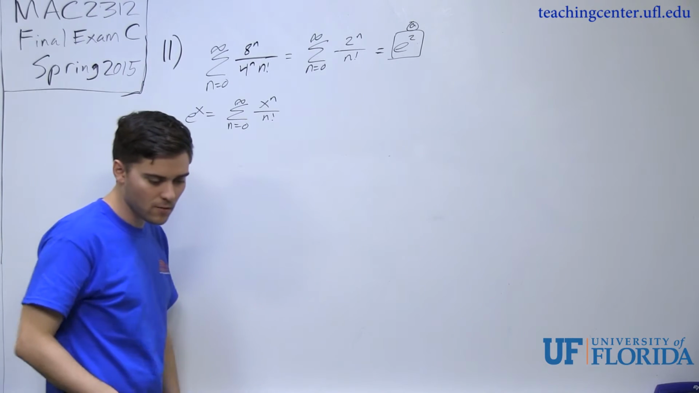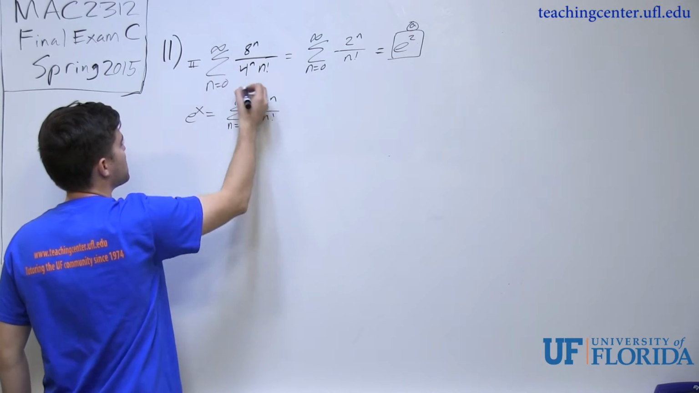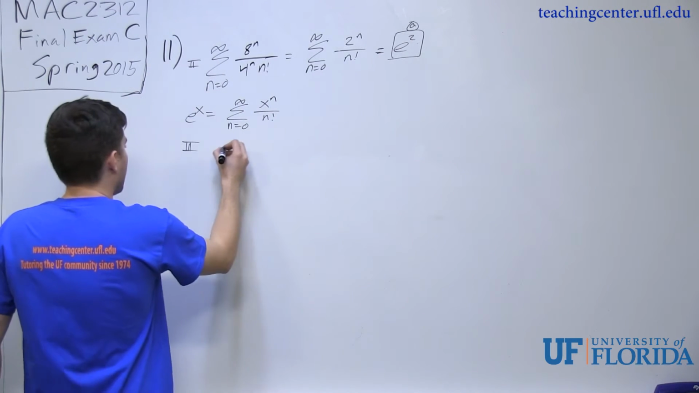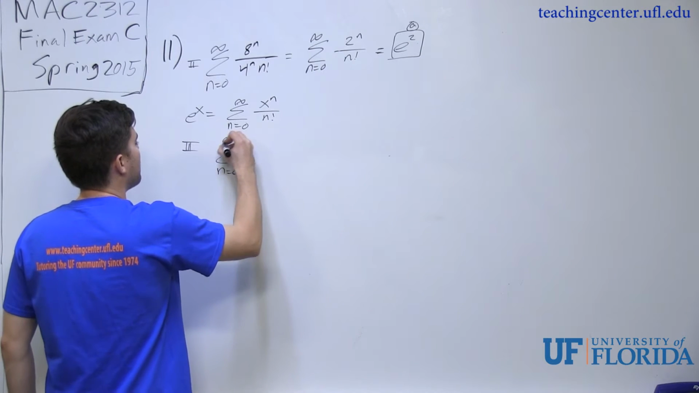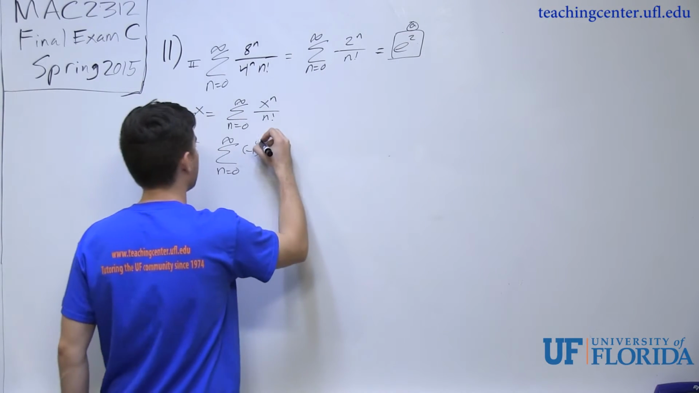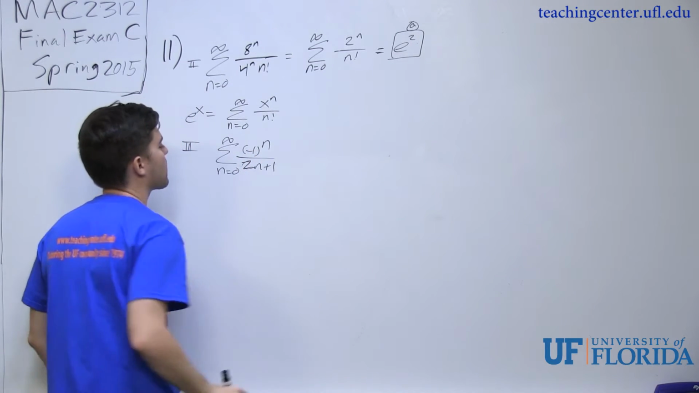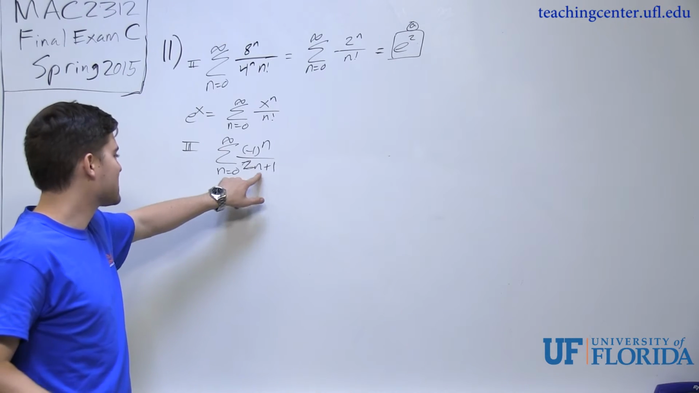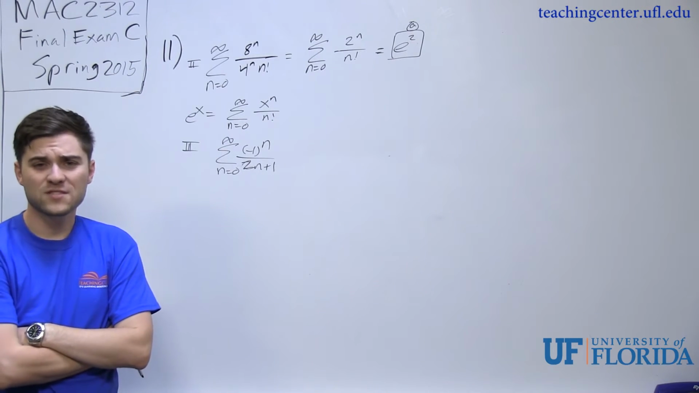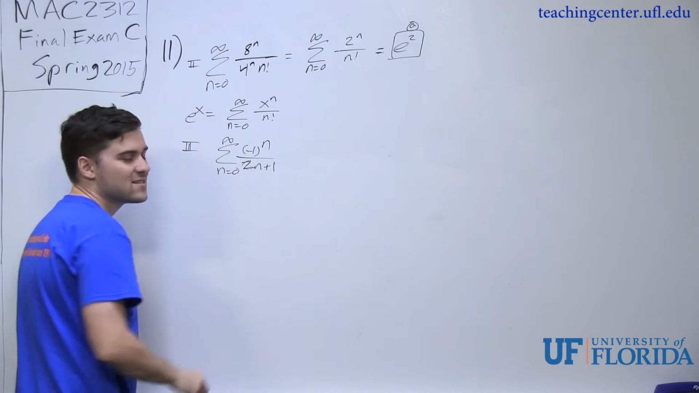Okay? Now, the next one that stands out to me is number 3. So I'll just denote this as Roman numeral 2. Roman numeral 3 is the summation n equals 0 to infinity, negative 1 to the n, over 2n plus 1. At first glance, 2n plus 1 kind of looks like sine. But the only thing that's different is that sine has a factorial on the bottom. So this isn't sine of x.